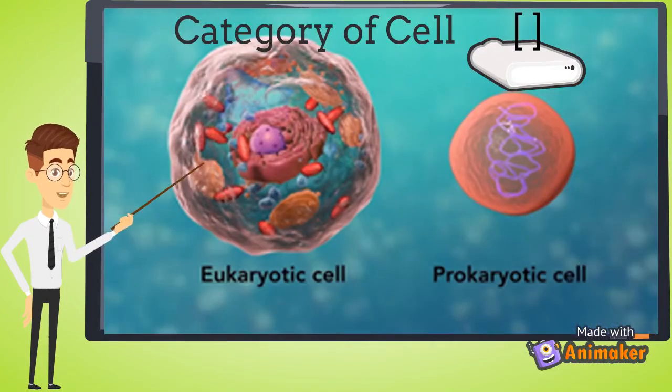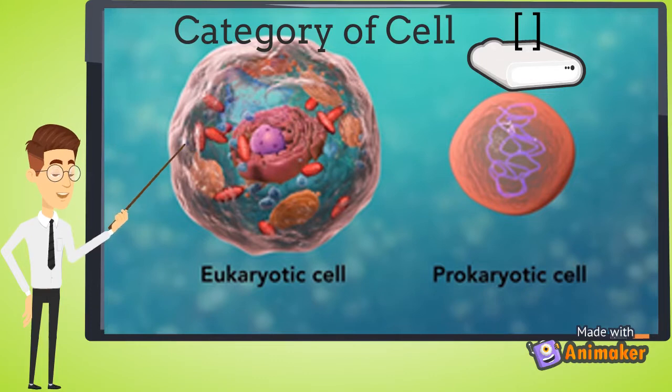There are two broad categories of cells. The first category is eukaryotic cells. They have organelles which include the nucleus and other special parts. Eukaryotic cells are more advanced, complex cells such as those found in plants and animals.